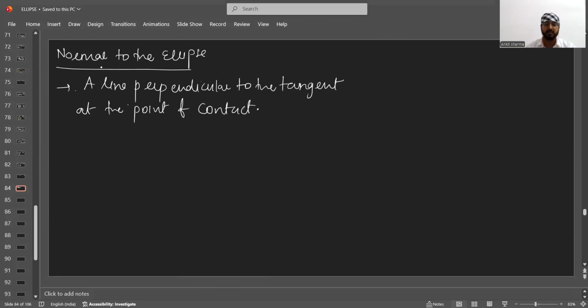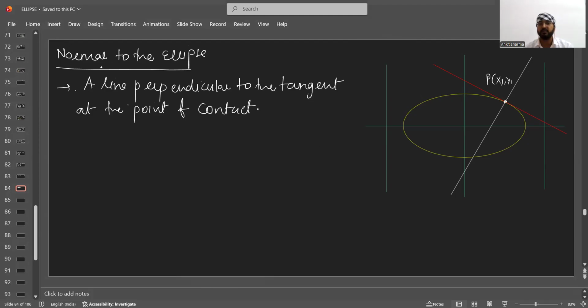So with the diagram, if I have to show, then you can see this one. This is my ellipse, and here is my point P, say x1, y1. And now this is my tangent line. The red line is my tangent line. And now this is the point here. So the line which is perpendicular to this tangent at this point of contact is my normal, denoted by n here.